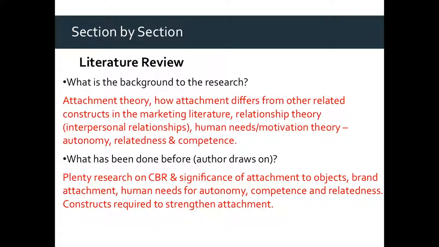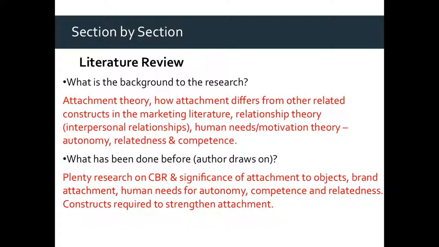I then went on to look at the literature review and at what the background to the research is, and no big surprises here. It all comes from attachment theory, relationship theory. It draws on some of the interpersonal relationship theory that is often used in brand relationships, drawing on the work, more often than not, of Susan Fournier's seminal paper.